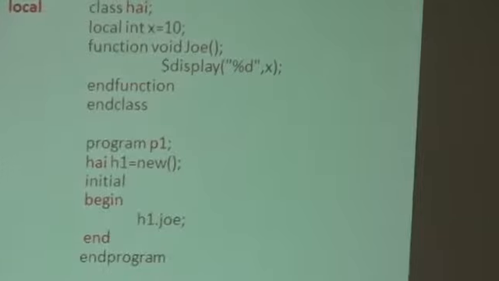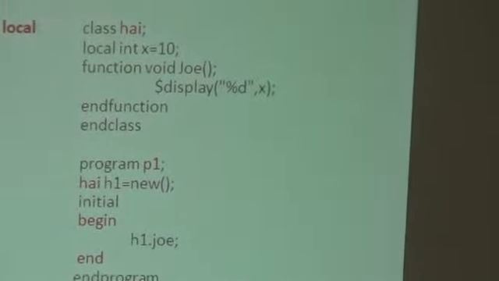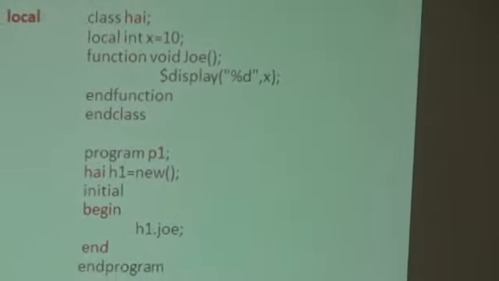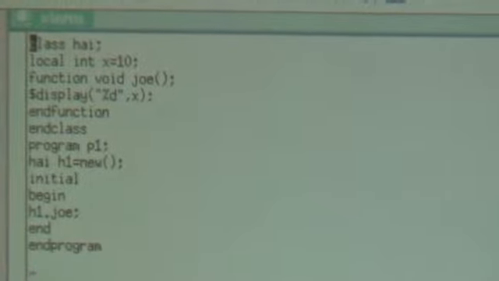In this way we can access properties declared with the local keyword. I have typed the program which I explained before for local in this vi text editor. Now I will save it and I will execute it in the Cadence tool.